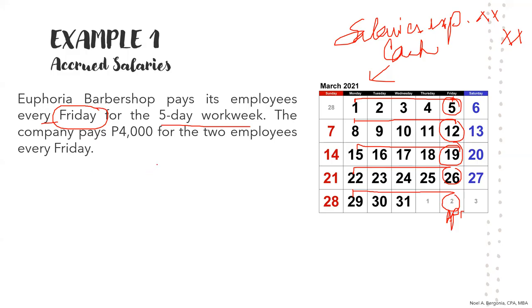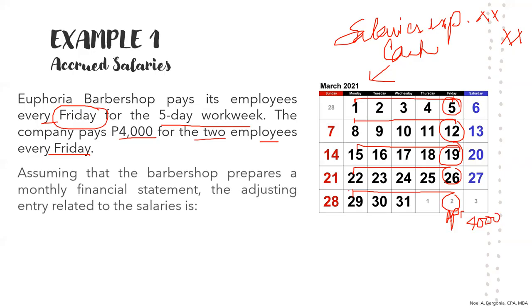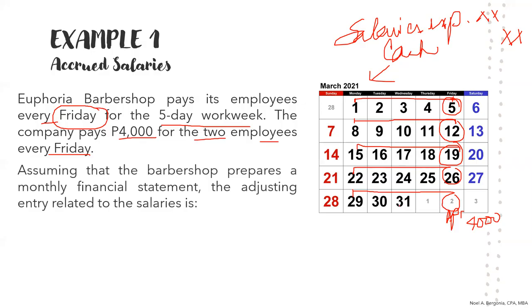So dito sa ating example na to, no, the company pays 4,000 for the two employees every Friday. For the two employees na yun ha, for every Friday. So pagdating ng April, ang gagawin na lang natin is payment ng 4,000. But since we are going to report, assuming that the company reports every month, okay, so gagawa siya ng report ng March. Naka-record na yung mga bayad, okay, kasama sa trial balance. Pero itong related sa March 29 to 31, hindi pa. So since it was not yet recorded, hindi kasama sa trial balance, but we have already used the services of the employees, then we need to record it.